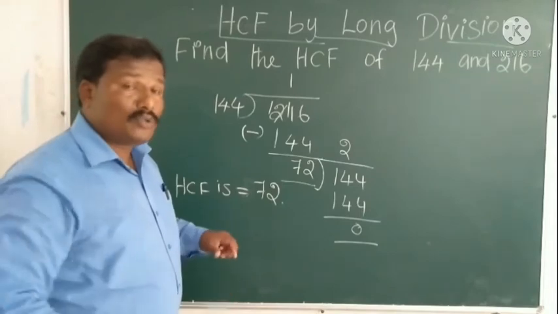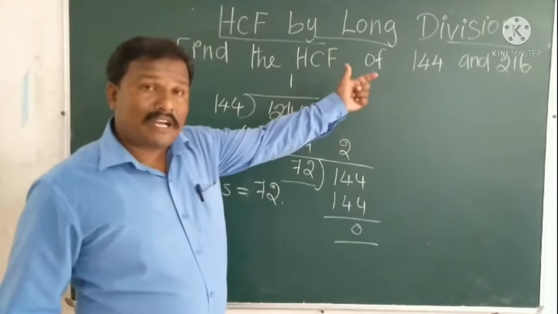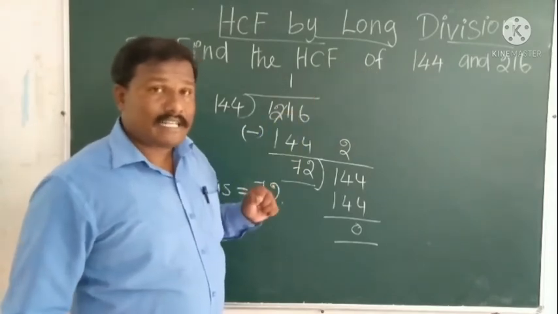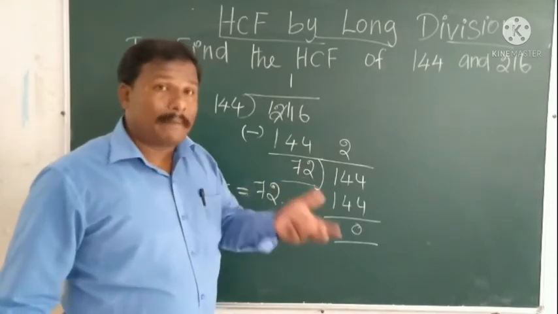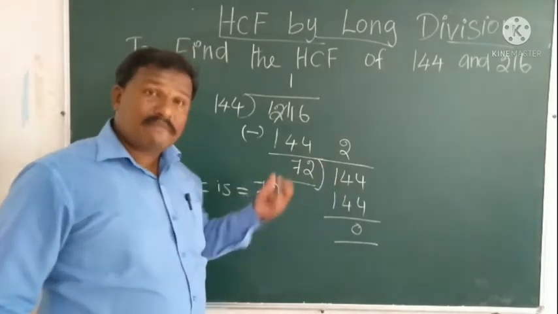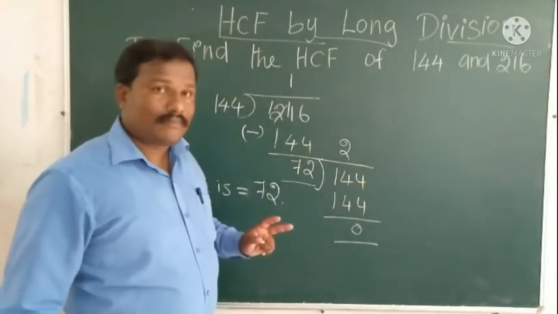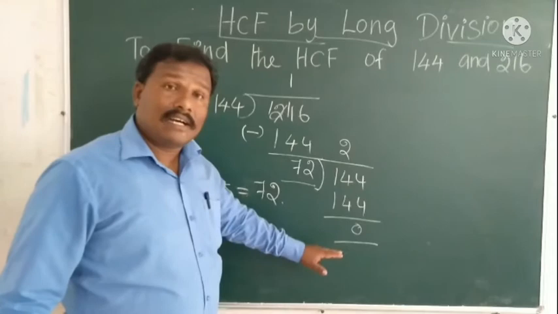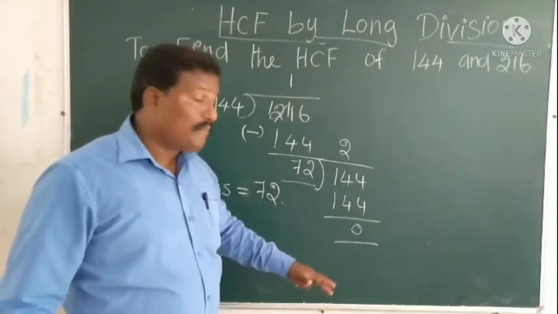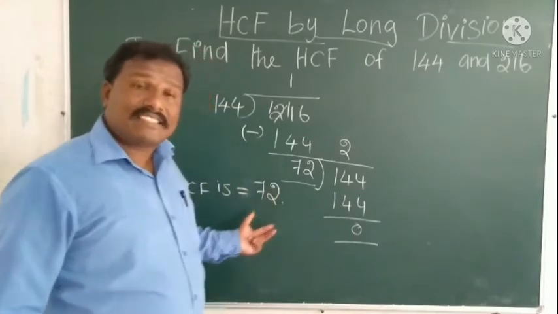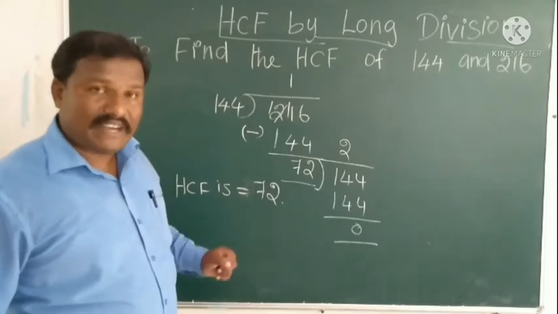So I told you the steps. First step, you have to take the bigger number as the dividend, the smaller number as the divisor. Second step, you start to divide, and you may get some remainder. That remainder becomes the divisor, and the previous divisor becomes the dividend. Then you divide until you get 0 as a remainder. You can divide continuously that many times. Then the last divisor becomes the highest common factor.